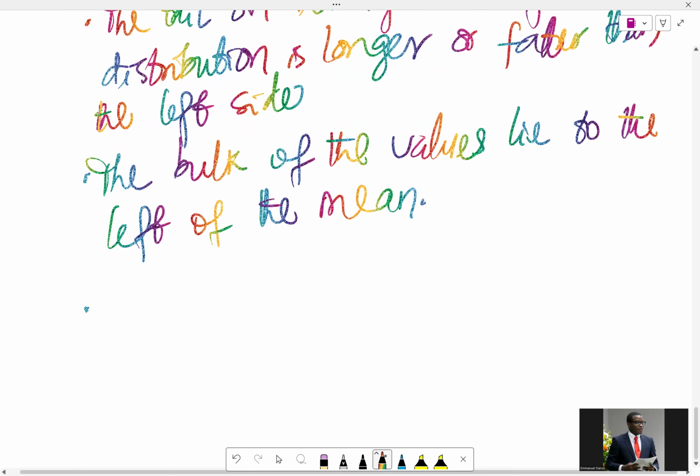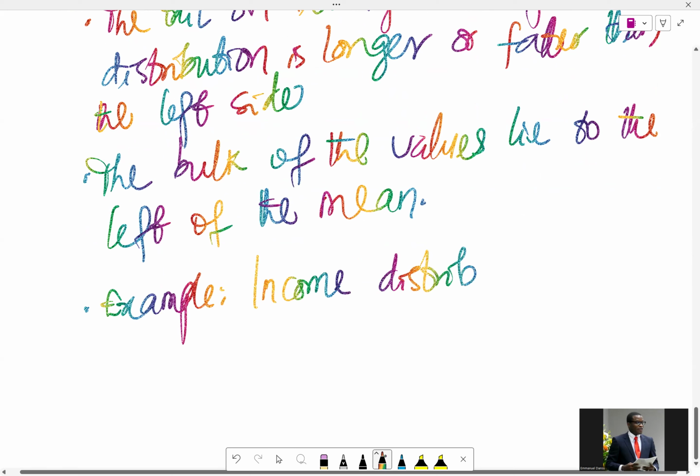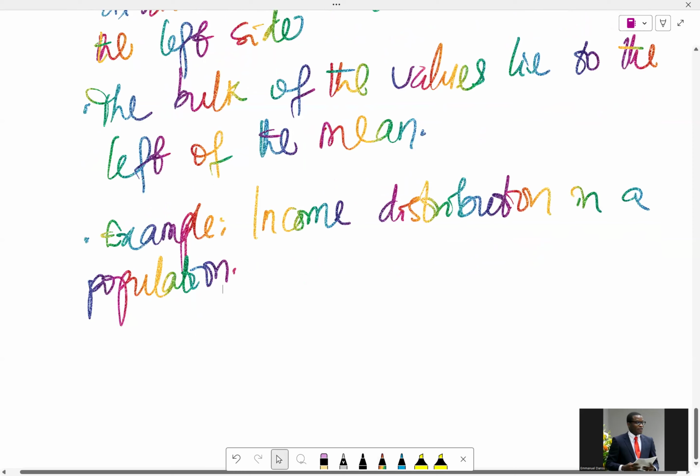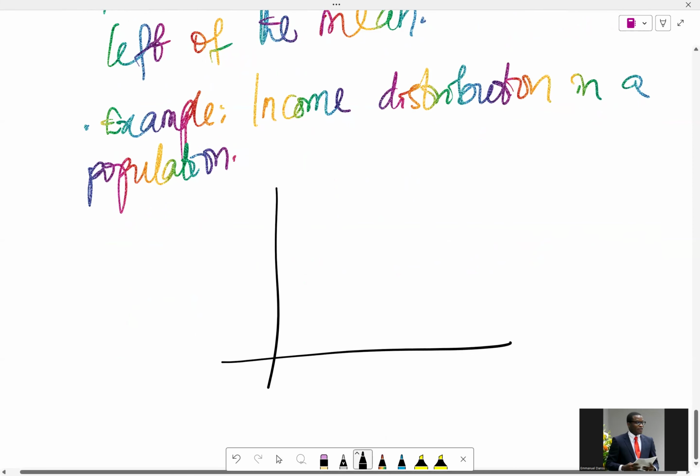So a very good example can be income distribution in a population. Of course, we need to see a picture of that, right? It is right skew. So imagine you have all the data, right? Most of the data is to the left, like we said. The bulk of the values lie to the left, so it means you have something like this. And then you have just few values to the right. So that is why it is said to be a right skew.